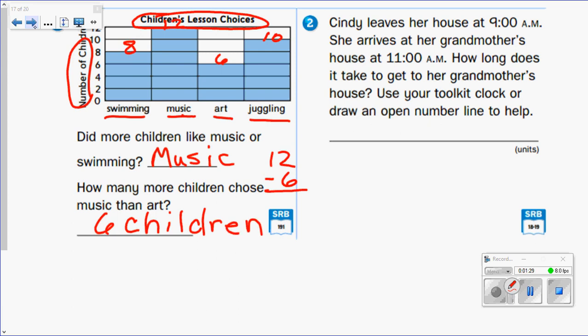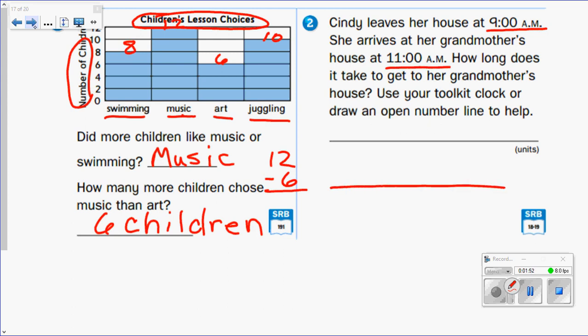Number 2, Cindy leaves her house at 9 a.m. She arrives at her grandmother's house at 11 a.m. How long does it take to get to her grandmother's house? Okay, if you want to use a tool clock, you could use an open number line to help you out. But let's go back. We know she left her house at 9 a.m. and we know that she got to grandma's at 11 a.m.